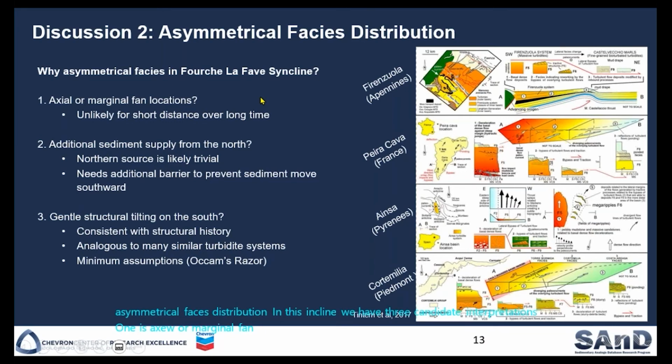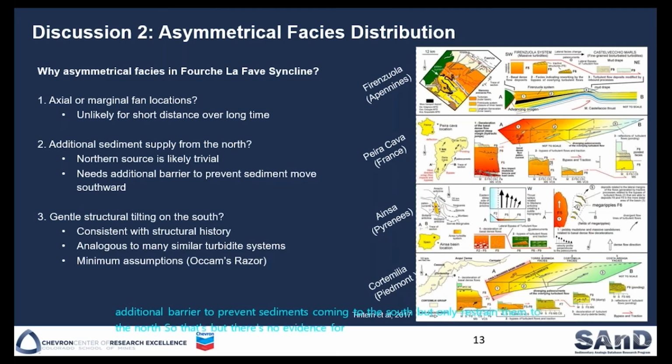This is not likely for short distance, like less than 20 kilometers over a long time, because if it's a flat basin floor, over time, compensational stacking tends to distribute sediments more evenly, and they should show similar results in short distance. And number 2 is additional sediment supply from the north. We know that the northern source is likely trivial, although there is one, but even though it can contribute to this syncline, it needs an additional barrier to prevent sediments coming to the south, but only restrain them to the north. But there's no evidence for that.